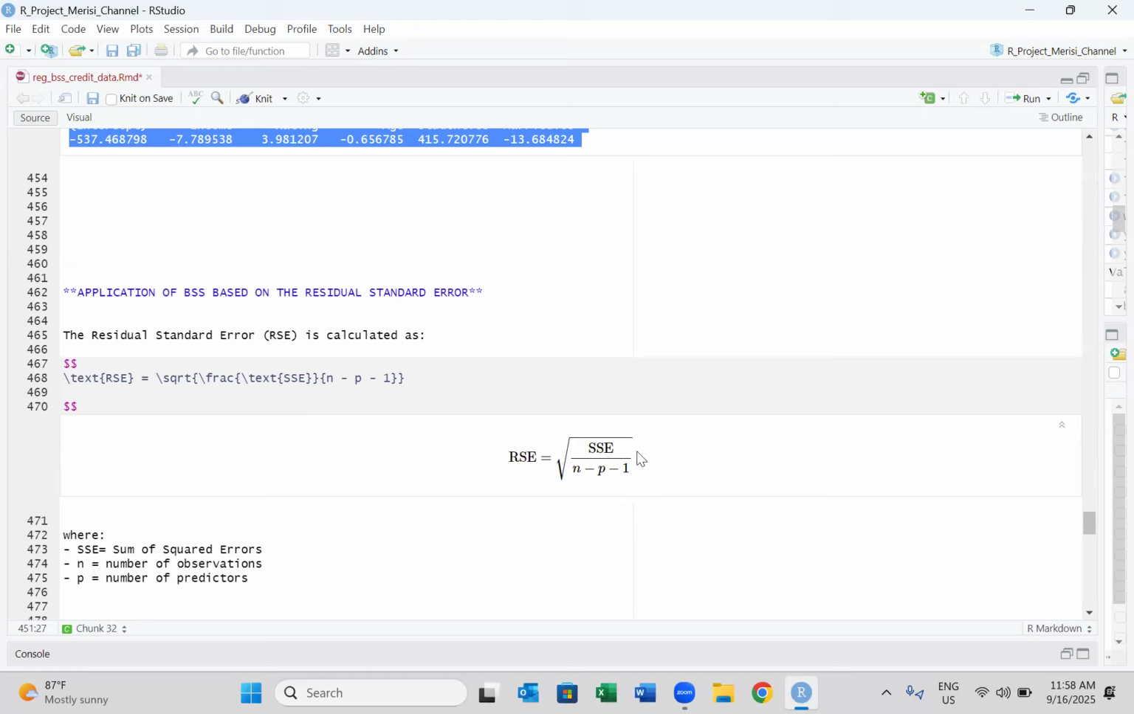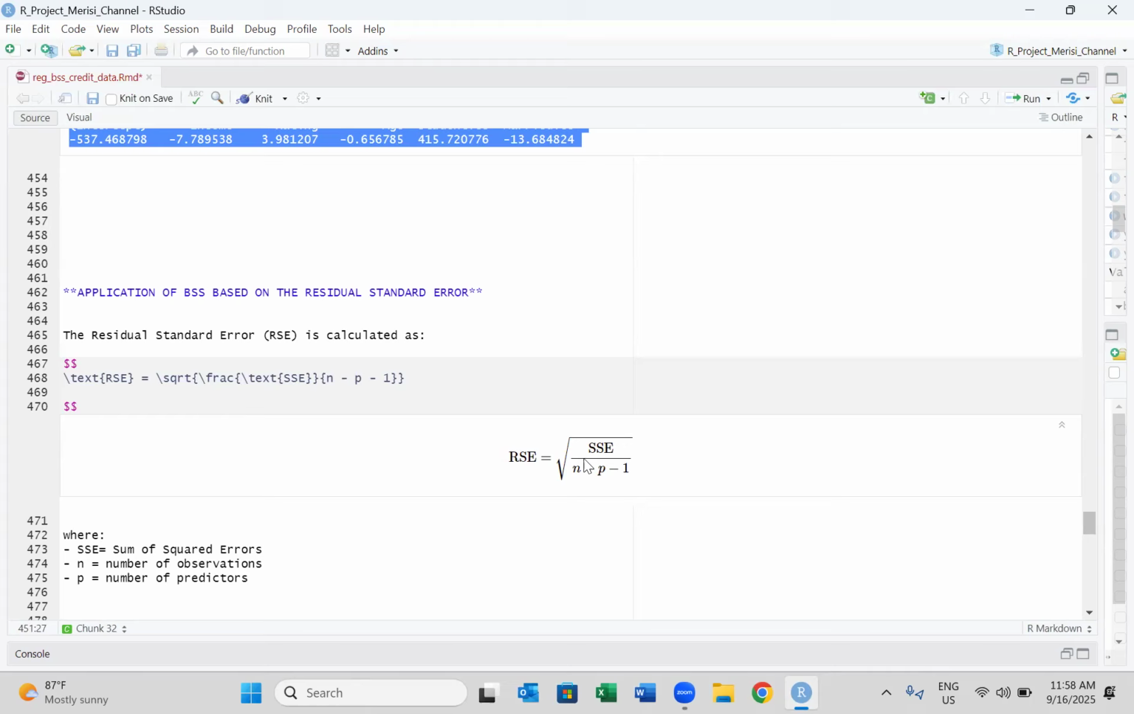What you see inside the square root is the variance of the predicted values around the real values. By that I mean the predicted values of balance. Balance is the outcome variable, right? So this quantity inside the square root is the variance of the predicted values of balance around the actual values of balance. And since RSE is the square root of that, RSE is a measure of the standard deviation of the predicted values of balance around the real values of balance.